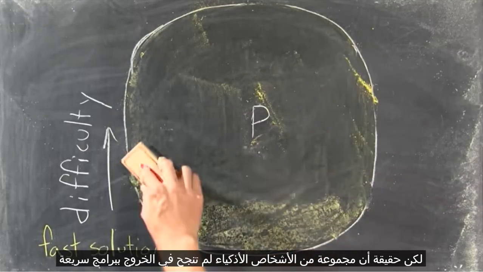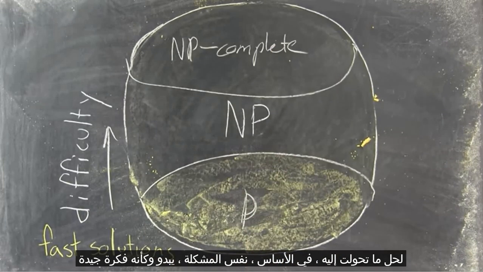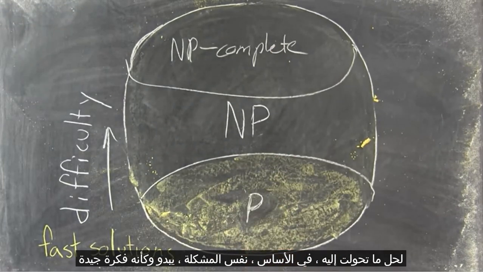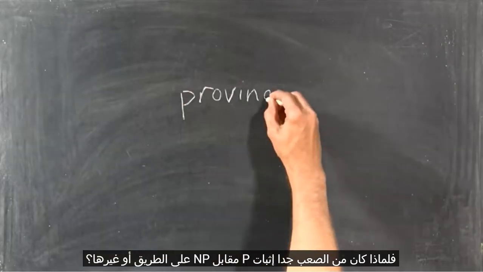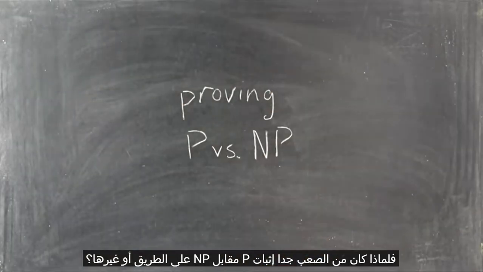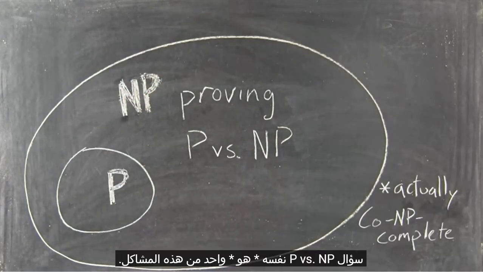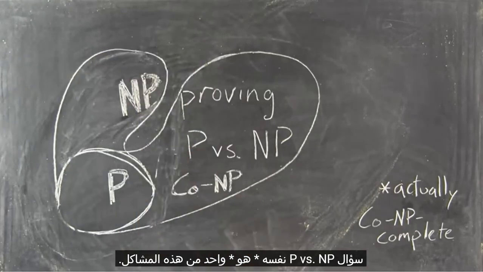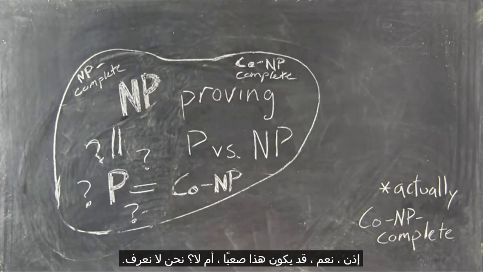But the fact that a bunch of smart people have all been unsuccessful coming up with fast programs to solve what turned out to be essentially the same problem looks like a pretty good clue that the fast programs just aren't out there. So why has it been so hard to prove P versus NP one way or the other? Well, fun fact, proving things is an NP problem. The P versus NP question itself is one of these problems. So yeah, this might be difficult. Or not. We don't know.